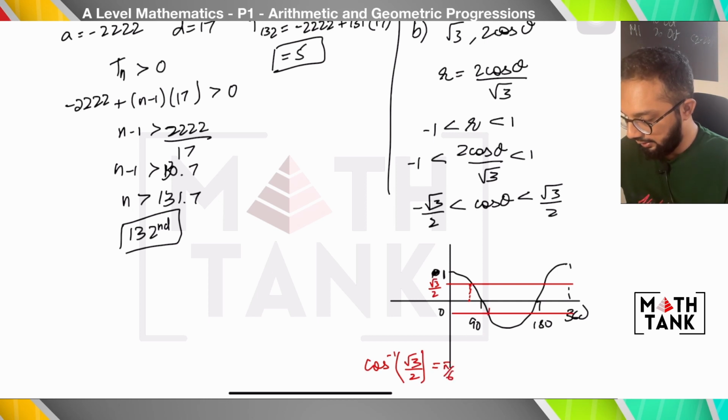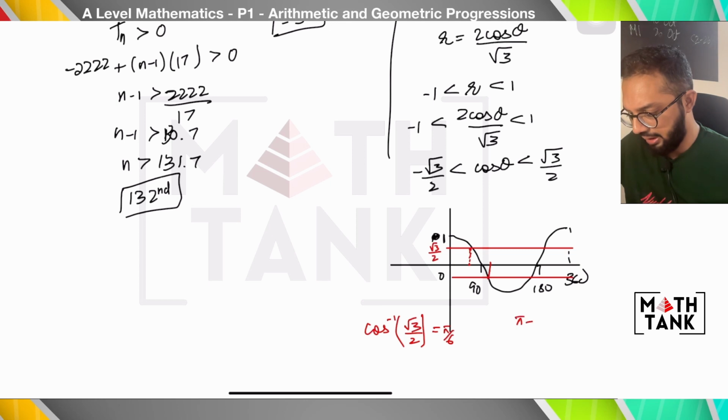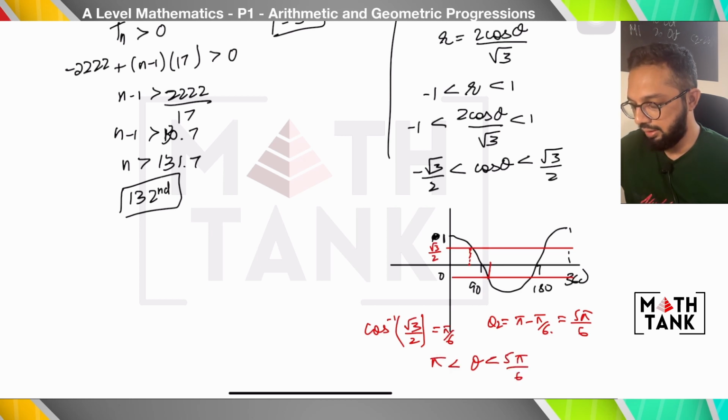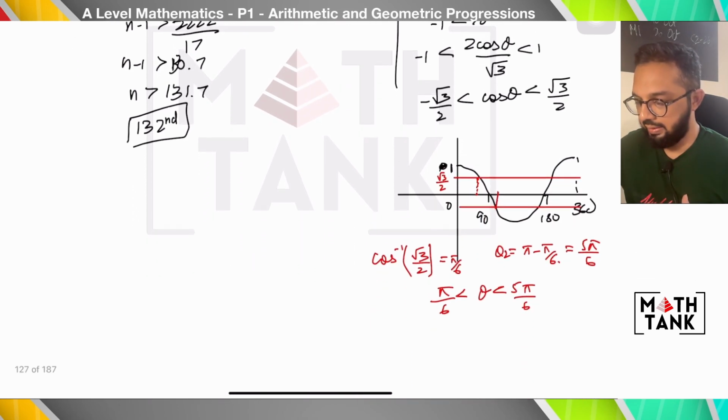Okay, and this negative one would come up in the second quadrant. Okay, for in the second quadrant, what am I going to say? That my angles are pi minus pi over 6, which is 5 pi over 6. Quadrant 2. So my theta needs to be between pi over 6 and 5 pi over 6. I hope that is the correct answer.